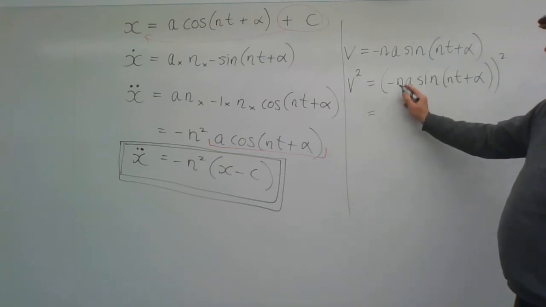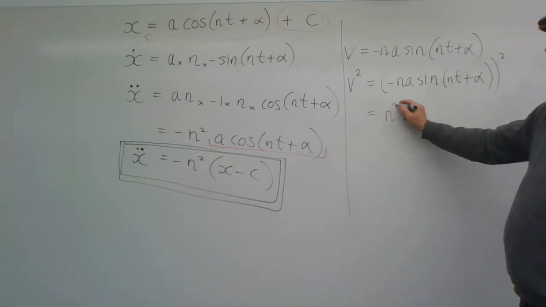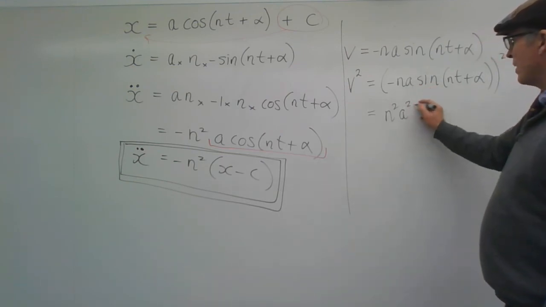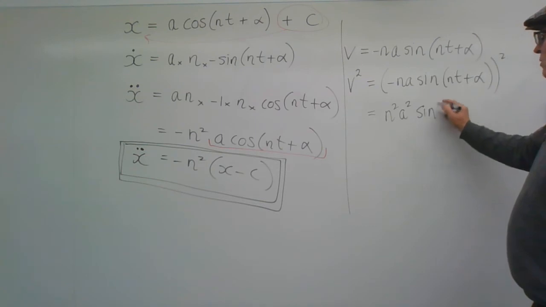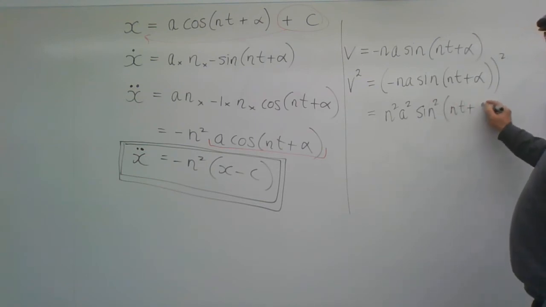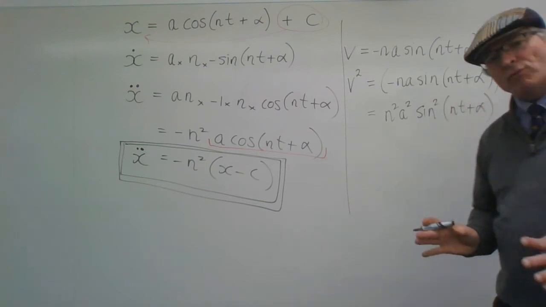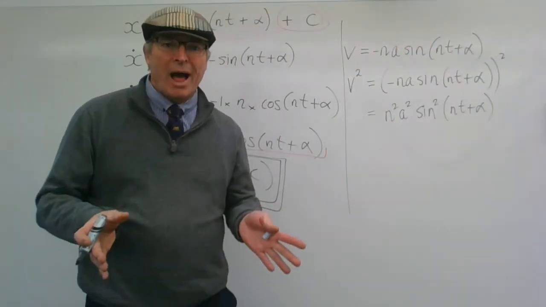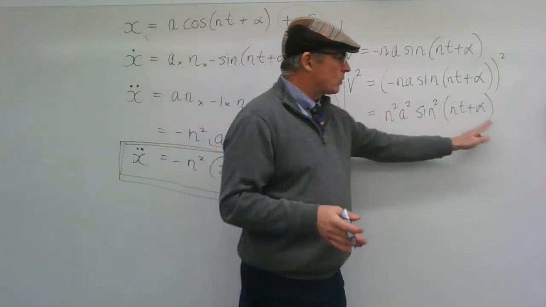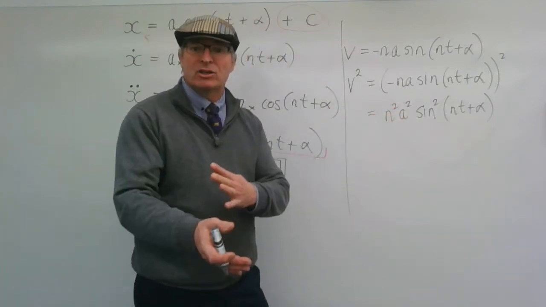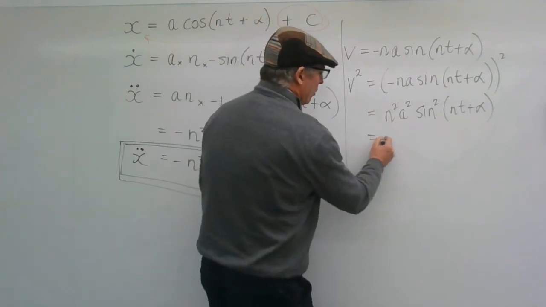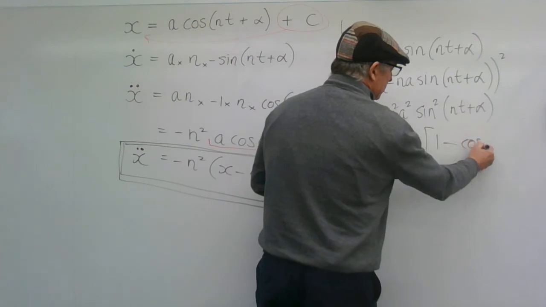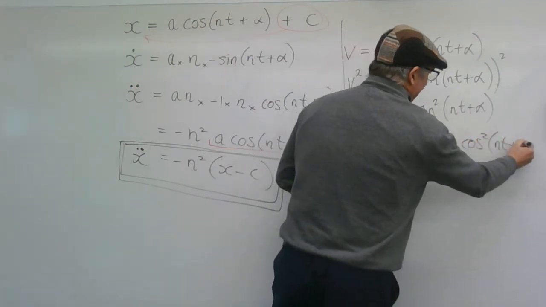Now minus n, when you square it, you just get n squared, don't you? And a squared, and then you get sine squared of nt plus alpha. Now we know from a trigonometric identity, sine squared plus cos squared equals 1. We know that we can replace sine squared of an angle with 1 minus cos squared. So I'll do that. I've got n squared, a squared, and 1 minus cos squared of nt plus alpha.